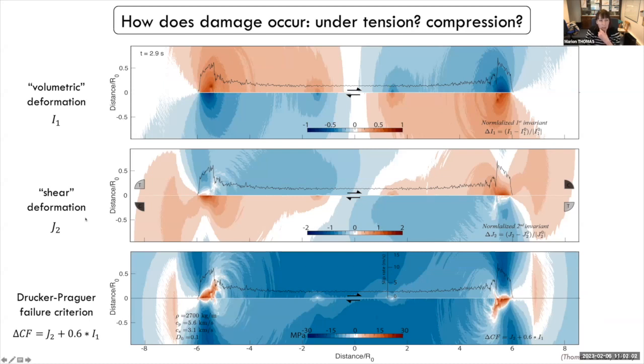Here is the second invariant of the deviatoric stress tensor. And what's interesting here is I'm plotting the Drucker-Prager failure criterion, which is like the Mohr-Coulomb criterion, but using the invariants of the stress tensor. And so 0.6 is like the classical friction value. So when I'm positive, I'm expecting to have inelastic deformation, basically.